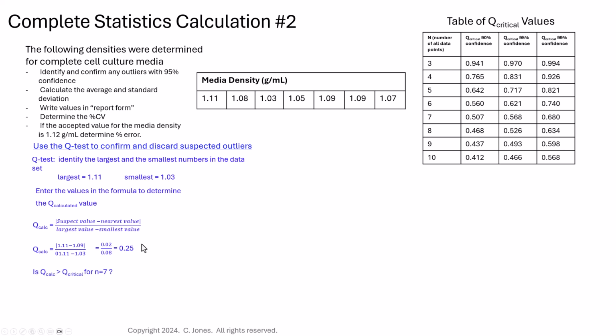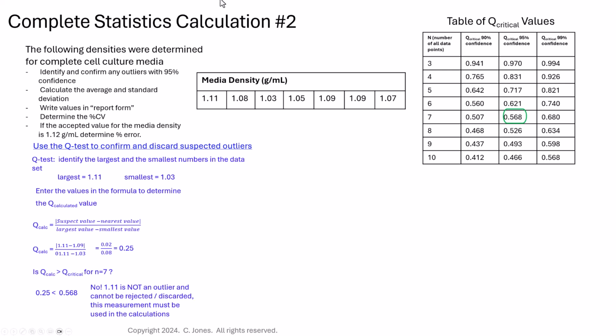So the calculated Q value is 0.25. We then want to compare this to the critical Q value listed in the table. Okay, so we have 7 measurements here. So this is going to be N is 7 at 95%. Okay, and so 0.568 is our critical Q value. We're going to compare Q calculated to Q critical, and we have 0.25 is less than 0.568. So we must retain 1.11. It is not an outlier. It cannot be rejected or discarded. We have to use this measurement in the calculations.